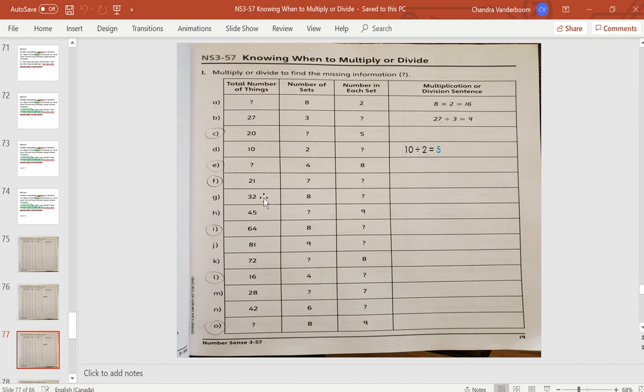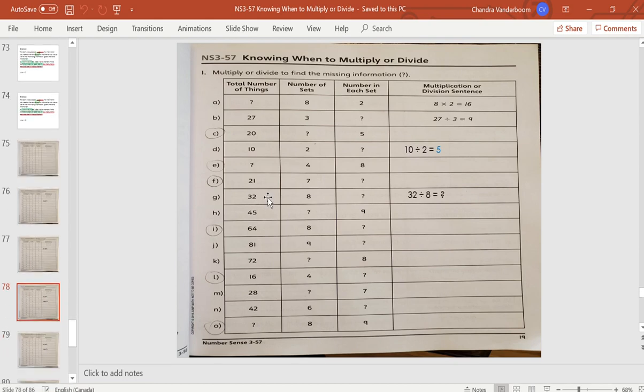Then we go down to G, 32 altogether in 8 sets. How many in each set? Do we know our total number? Yes, we do. That means we are going to do division. So 32 altogether divided by 8 sets means how many in each set? If you skip count by 8s, you can pause the video for a second if you want to try it on your own first. We're just trying to move a little more quickly through these so the video is not so terribly long, but you can always pause the video to try the skip counting yourself. If you skip count by 8s, you will get 4. 32 divided by 8 equals 4 in each set.